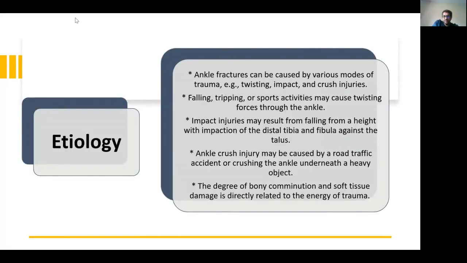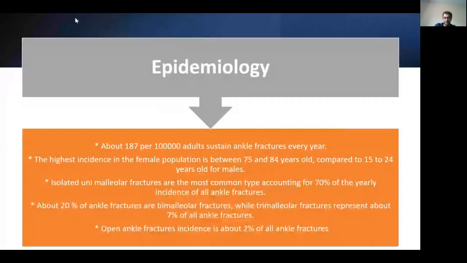Ankle fractures can be caused by various mechanisms of trauma, like twisting injury, impact injury, and crush injuries. Falling, tripping, or sports activity may cause twisting forces through the ankle. Impact injuries may result from falling from a height with impaction of the distal tibia and fibula against the talus bone. Ankle crush injuries may be caused by a road traffic accident or crushing the ankle underneath a heavy object. The degree of bony comminution and soft tissue damage is directly related to the energy of trauma.